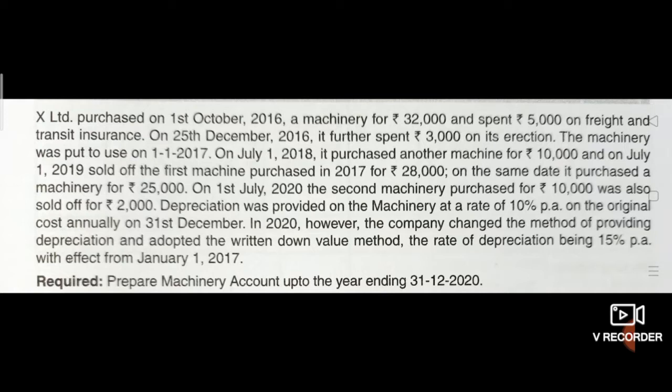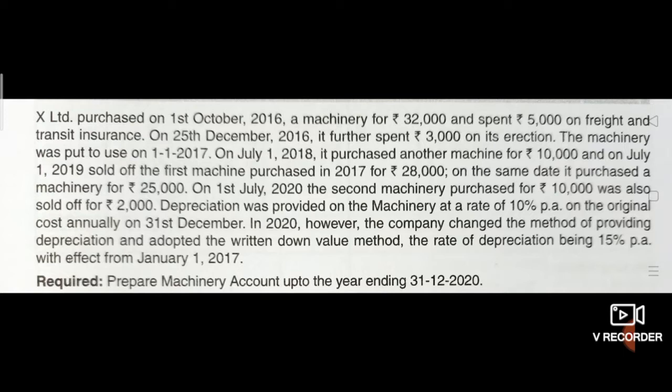On 1st July 2020, the second machinery purchased for rupees 10,000 was also sold off for rupees 2,000. Depreciation was provided on the machinery at the rate of 10% on the original cost annually on 31st December. On the original cost, means this is straight line or fixed installment method. In 2020, however, the company changed the method of providing depreciation and adopted the written down value method. The rate of depreciation being 15% per annum with effect from 1st January 2017, means with retrospective effect.